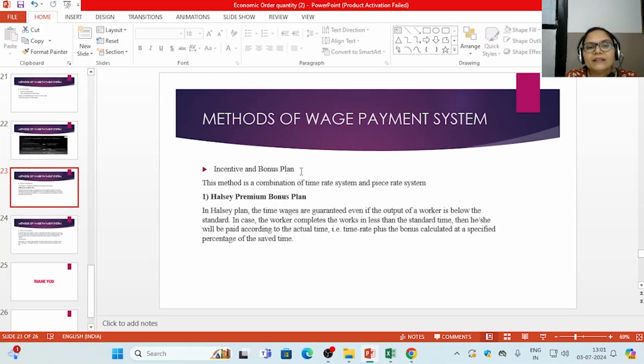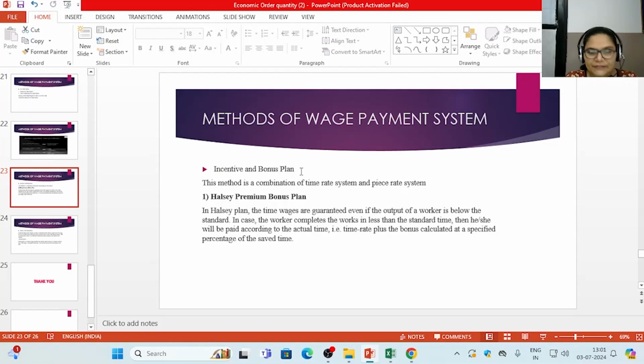In Halsey plan, the time wages are guaranteed even if the output of a worker is below the standard. In case the worker completes the work in less than the standard time, then he or she will be paid according to actual time. That is time rate plus the bonus calculated at a specified percentage of saved time.